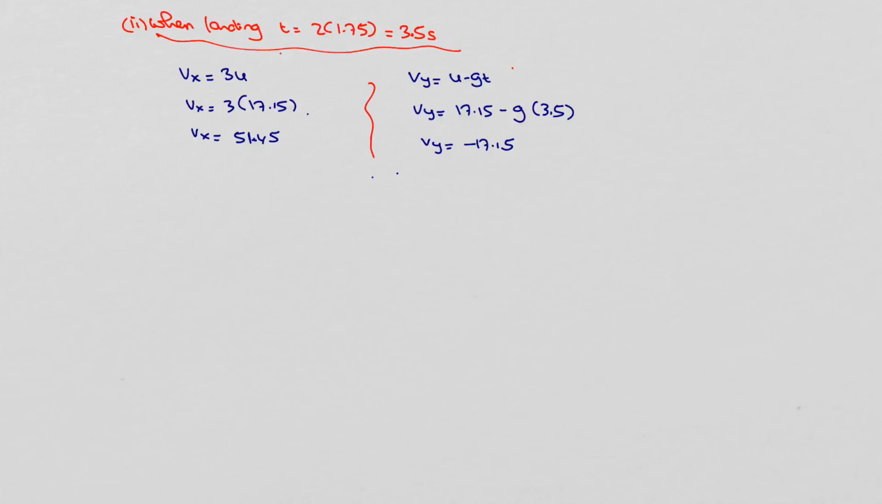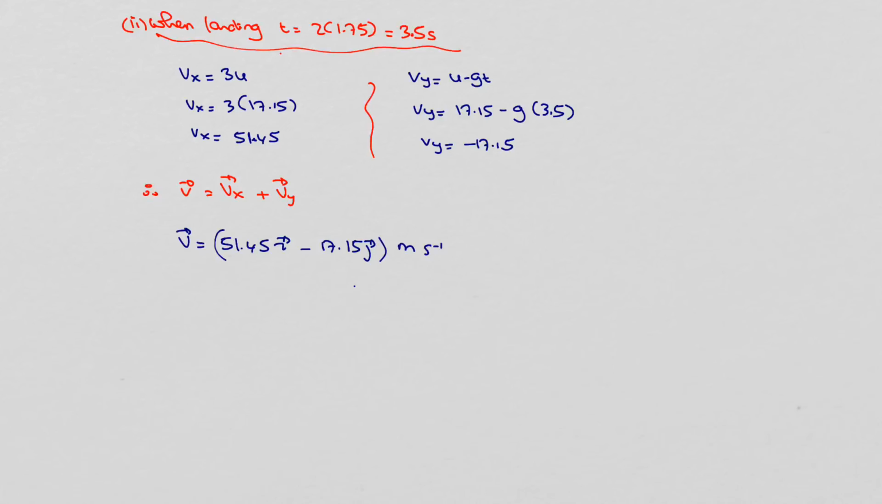So therefore, if we're looking for the velocity vector, well, it's Vx and V in the y direction. So therefore we have our velocity vector is 51.45 in the I direction minus 17.15 in the J direction, and that's meters per second.